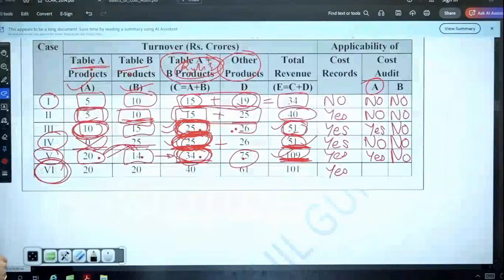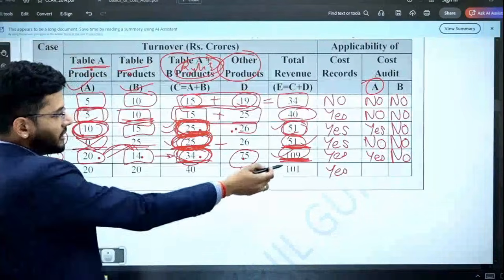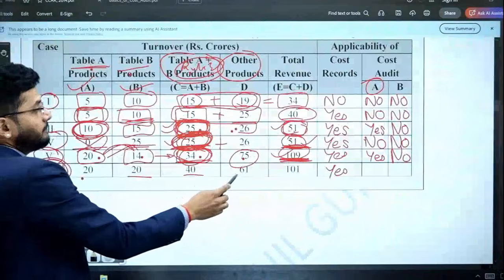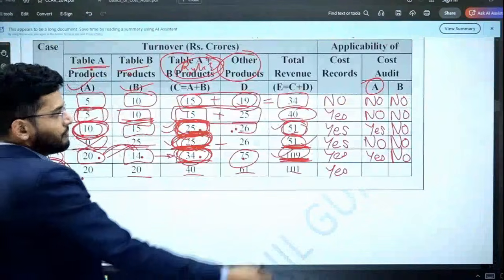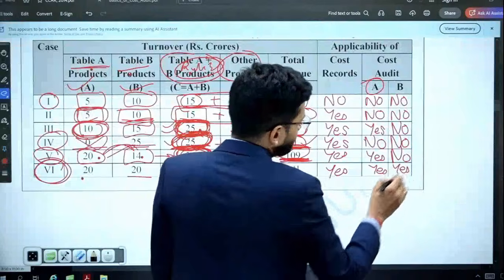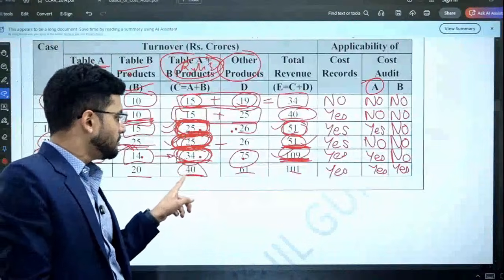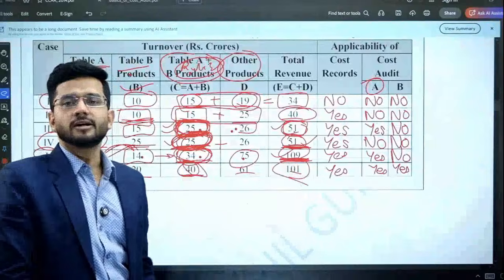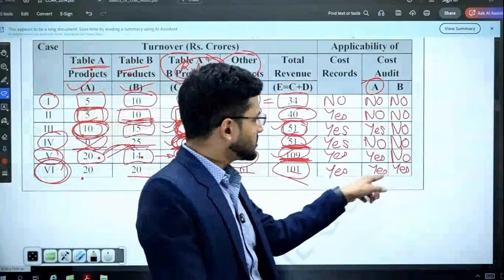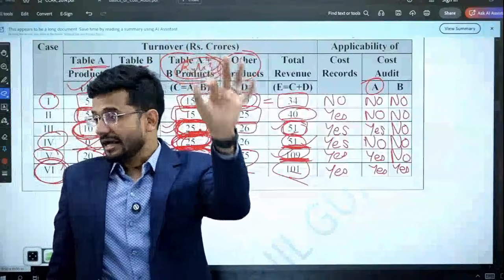Next is case 6. In case 6, the overall revenue is 101 crore. 20, 20, 40, 61, 101 crore. So is cost audit applicable for A? Answer is yes. Is cost audit applicable for table B product? Answer is again a yes, because both the conditions are satisfied. Table A and B is 40 crore. Overall turnover is 101 crore. Both the conditions are satisfied. So it's a yes and a yes. Very, very critical analysis.